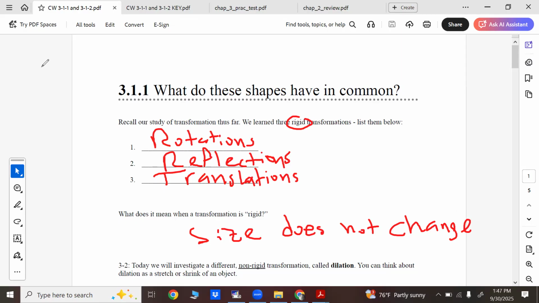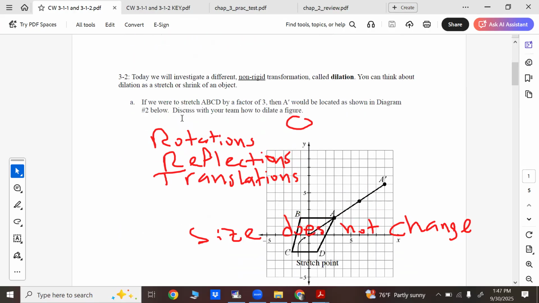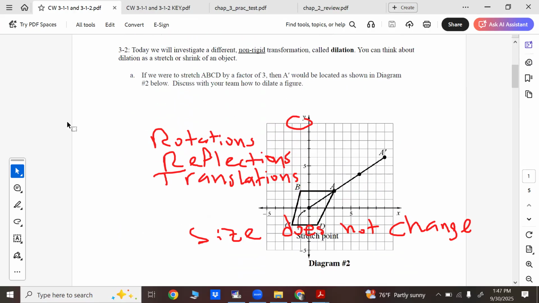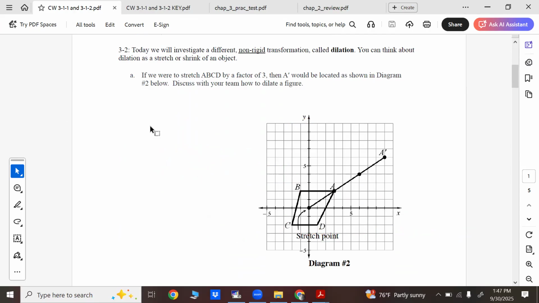For example, if your pupils are dilated, they expand, right? So dilation just means stretching, or it could be shrinking too. In this case, probably the best thing to do is state the coordinates for point A. Where are the coordinates of point A right now? Just look at it. Where are they? 3, 2, perfect. Now look at the coordinates of A prime. Where are they now?